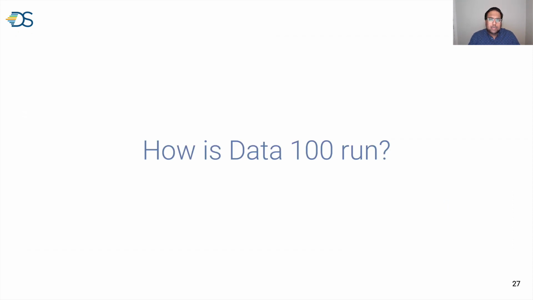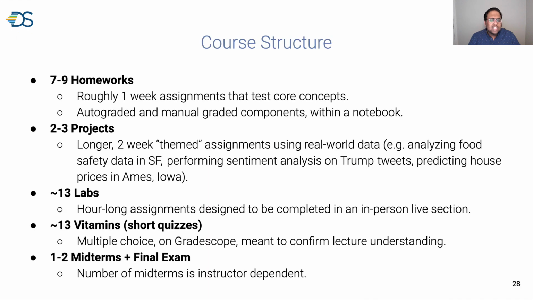What I now want to do is talk about how the course is run. Each week, usually, there is a homework assignment that tests a core concept. And these homework assignments, as I demonstrated earlier, consist of both an auto-graded component and also a written component that is manually graded by our tutors. The weeks that we don't have a homework, we instead have a project, which is sort of like a 2-week-long homework that revolves around some central data set. So for example, analyzing the sentiment in Trump tweets, or building a logistic regression classifier, or predicting house prices in Ames, Iowa. These are the sorts of data sets that we make projects out of, and they test multiple ideas.